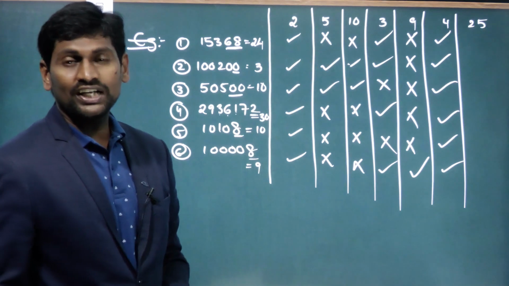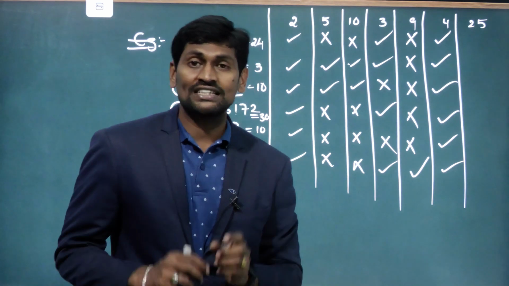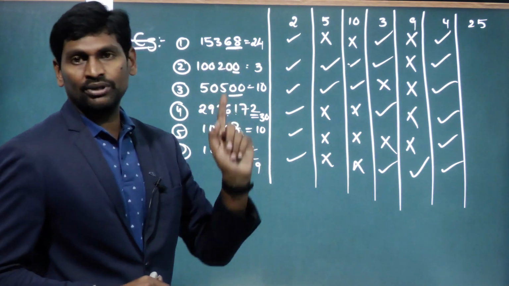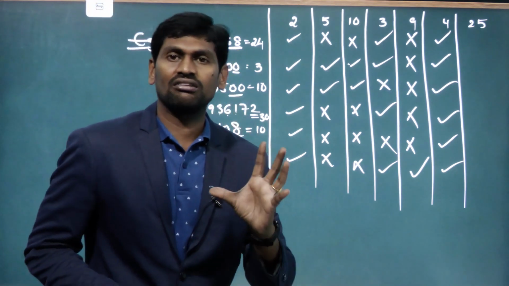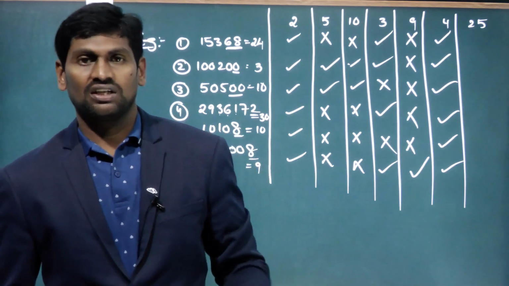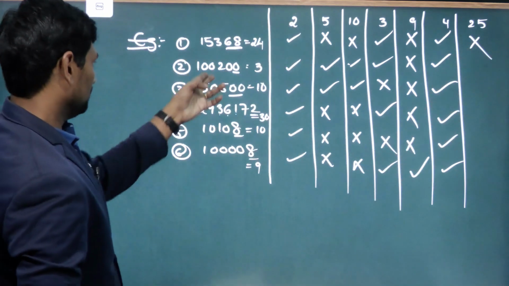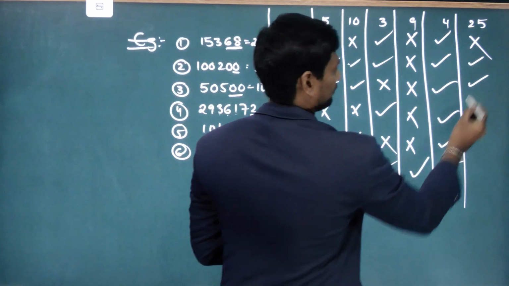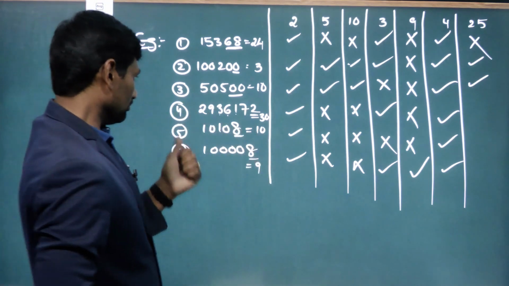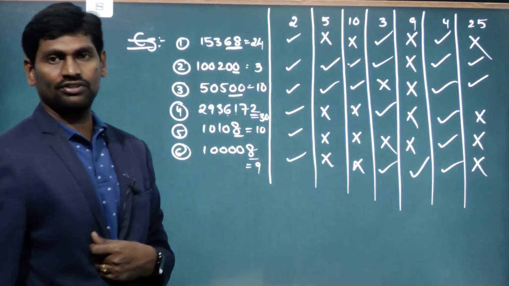Now coming to the last one, the divisibility rule for 25. What is the divisibility rule for 25? The last two digits are zeros or a multiple of 25. The last two digits 68 do not come in the 25 table. The 25 table has only 25, 50, 75 or 100. 100 means the last two digits are zeros only. So it is not divisible by 25. The second one is divisible, the third one is divisible, because those two numbers end with two zeros. The remaining three are not divisible.